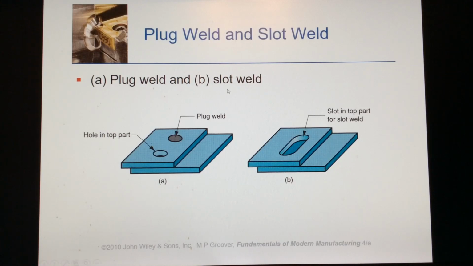Okay, so here are plug and slot welds. You just punch a hole in here or punch a slot in here and just fill this up. And you can't see it from this back side. It makes a nice clean joint if done this way.